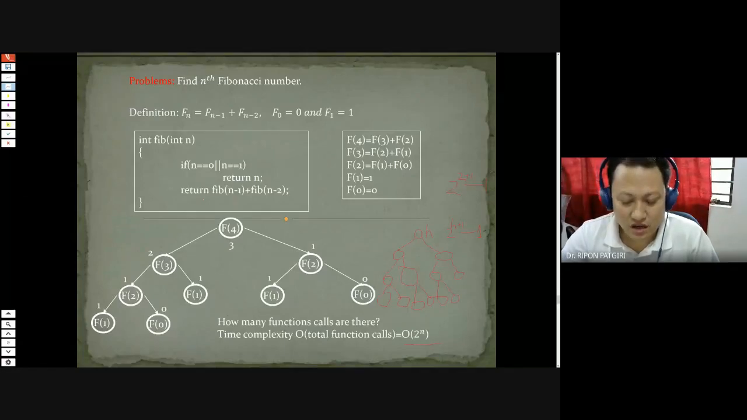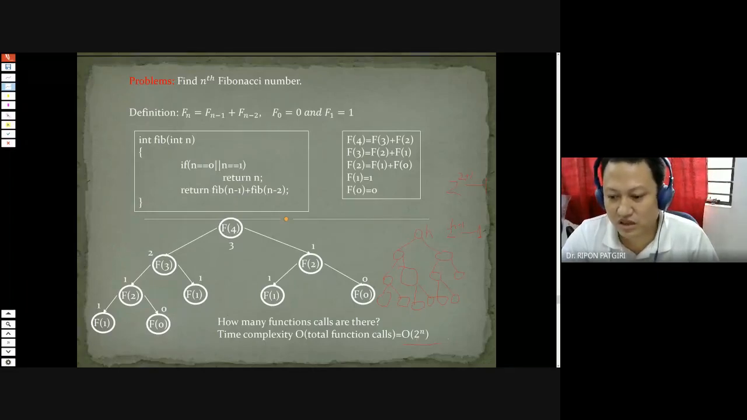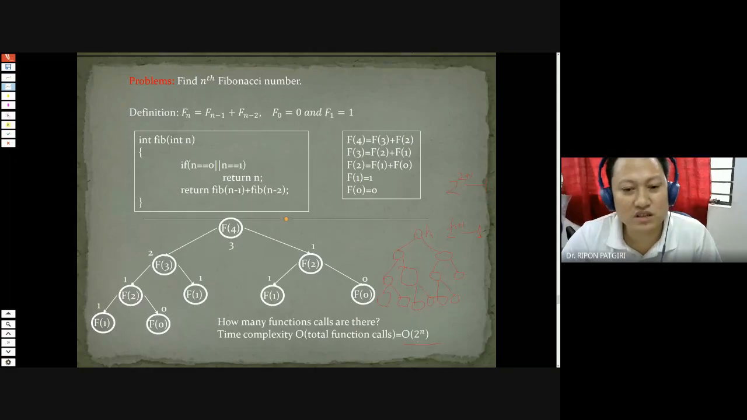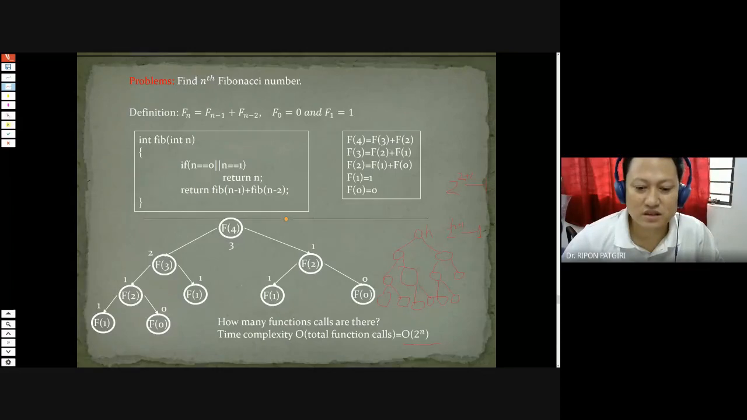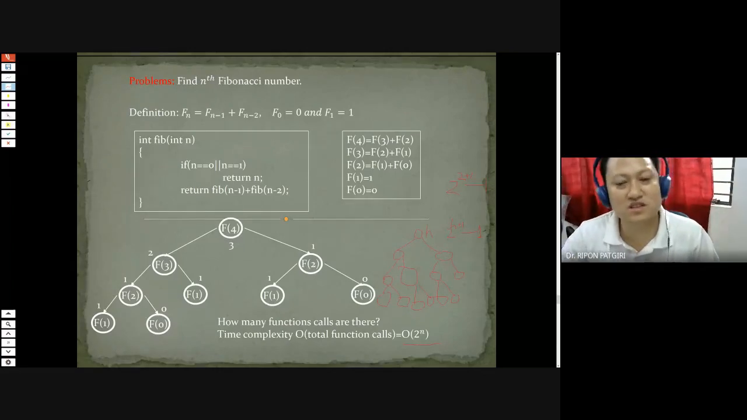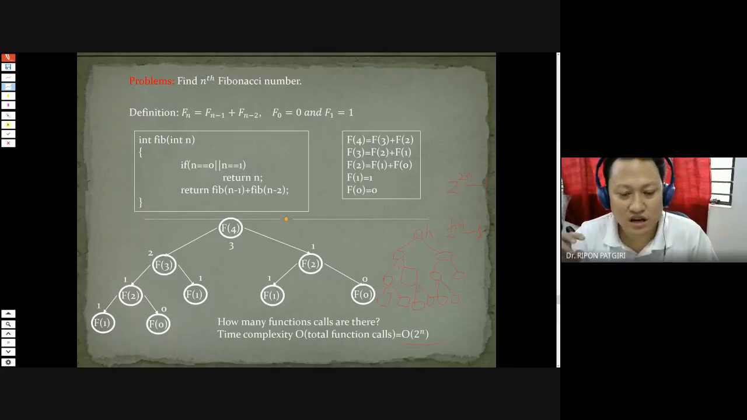Say for example, if you would like to compute the 300th Fibonacci number, how many steps, how many function calls will it take? Almost 2 to the power 300. Can you imagine what 2 to the power 300 will cost? So this is the time complexity. That's why we need to know what time complexity is. Without knowing time complexity, we cannot design, deploy, or make better software.